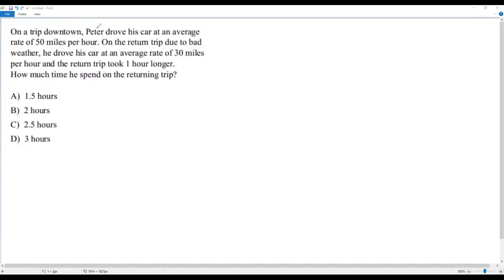On a trip downtown, Peter drove his car at an average rate of 50 miles per hour. On the return trip, due to bad weather, he drove his car at an average rate of 30 miles per hour. The return trip took 1 hour longer. How much time is spent on the returning trip?